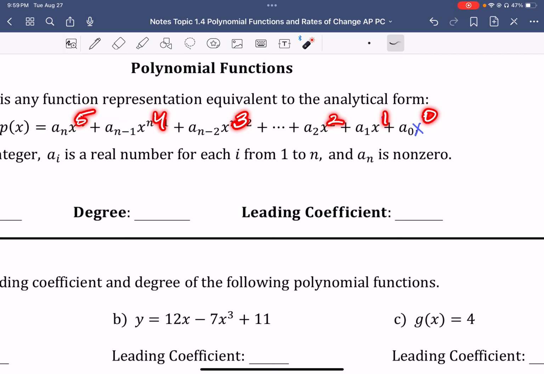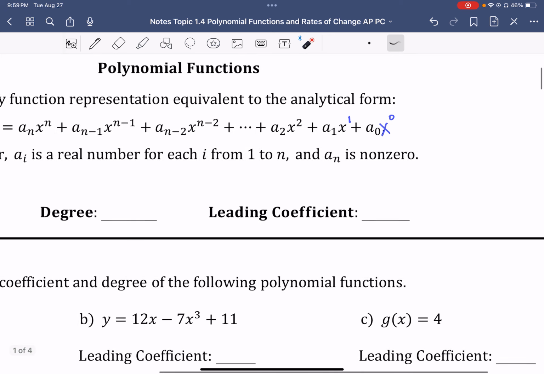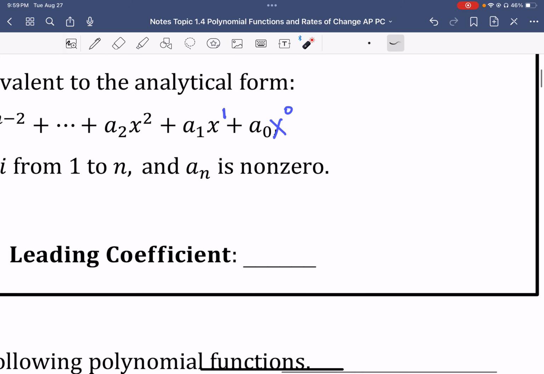So notice that the exponents are in decreasing order. Now you're not always going to have all of them. Like let's say this whole thing was missing, it would just be 5, 4, 2, 1, and then 0. So you're not always going to see all of them, but if you have some, just order them from greatest to least.